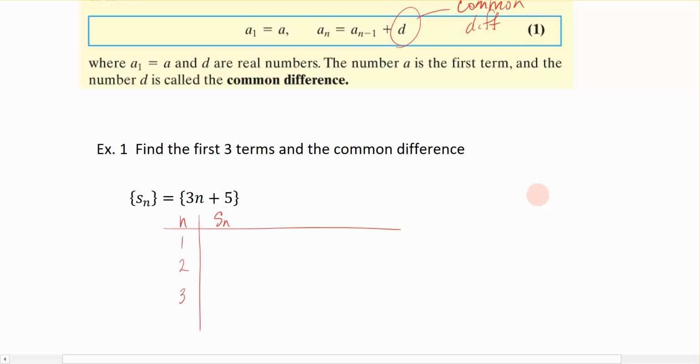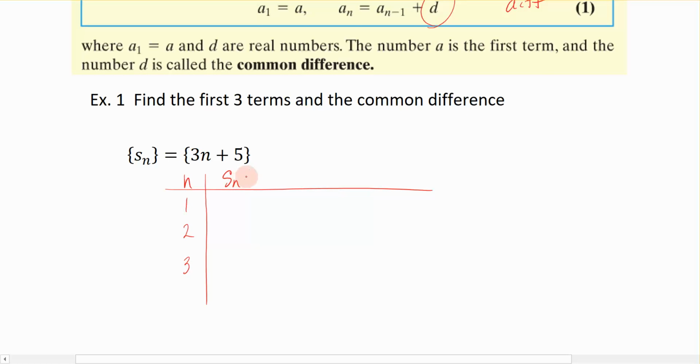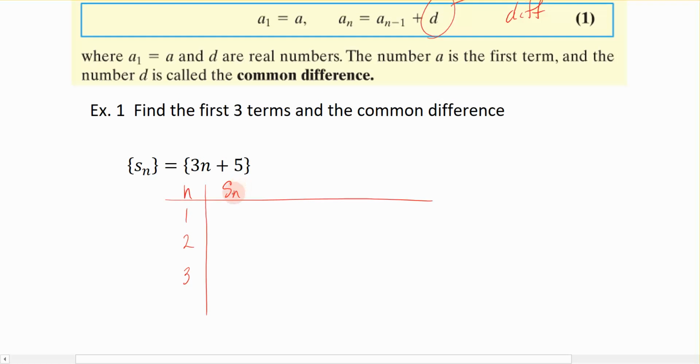Now, the first example that we're looking at here says I want to find the first three terms and the common difference if I have a sequence that's defined as S sub n equals 3n plus 5. When we try to find those first three terms, or however many terms we're being asked to find, it's helpful to set up a table. So I have a table here with one column representing n, and the next column I'm going to fill in is my sequence that you can see defined here. So my sequence is defined again as 3n plus 5.